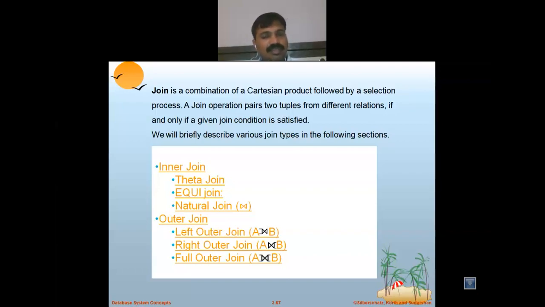When we have records from two tables that we want to combine, we use tuples. In relational algebra, it is called a tuple. In the SQL language, it is called a record, with different relations, which are nothing but tables. If a join condition is satisfied, we briefly describe the various join concepts in the following sections.